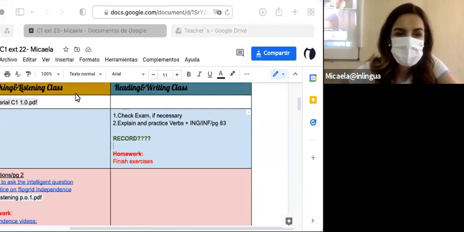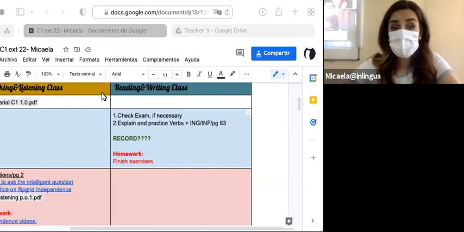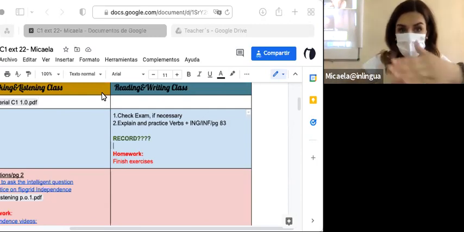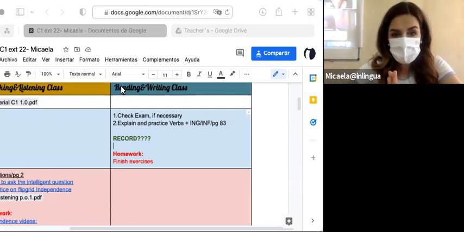Allow, forbid, permit. Allow, permit are the same thing. Permitir, forbid, the opposite, prohibir, ¿no? Now, with an object and to, the school forbids students to smoke in the classrooms.